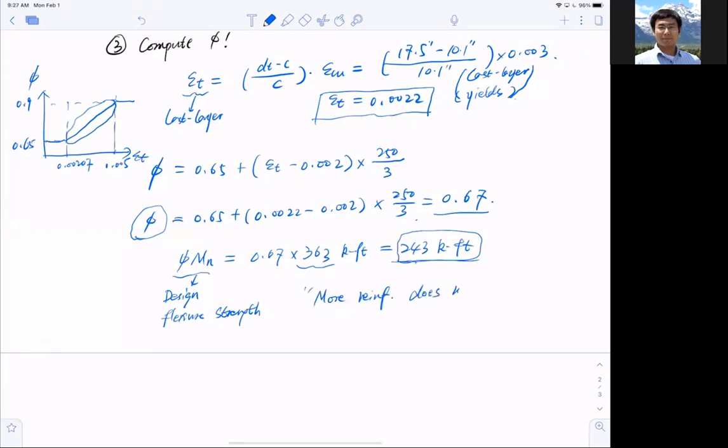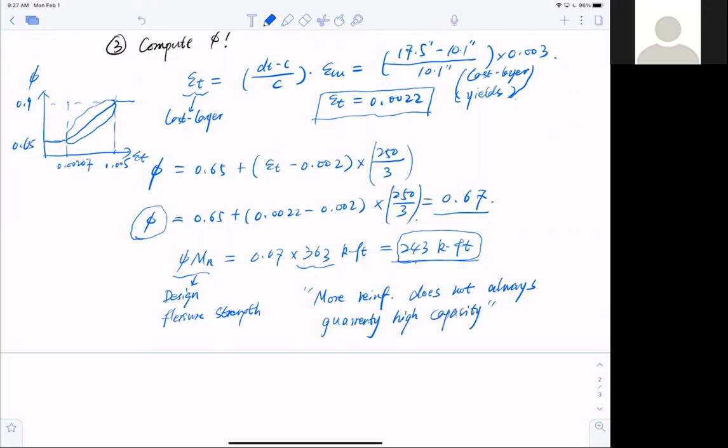Does not always. Hey, Professor. Yes, sir. So where does the 250/3 come from? That is just in the equation. Have you reviewed the previous lecture notes? It should be there. That's part of the ACI equation. You might want to take a look at the previous lectures. Okay. Thanks. All right. So more reinforcement does not always guarantee high capacity is a key to this example.